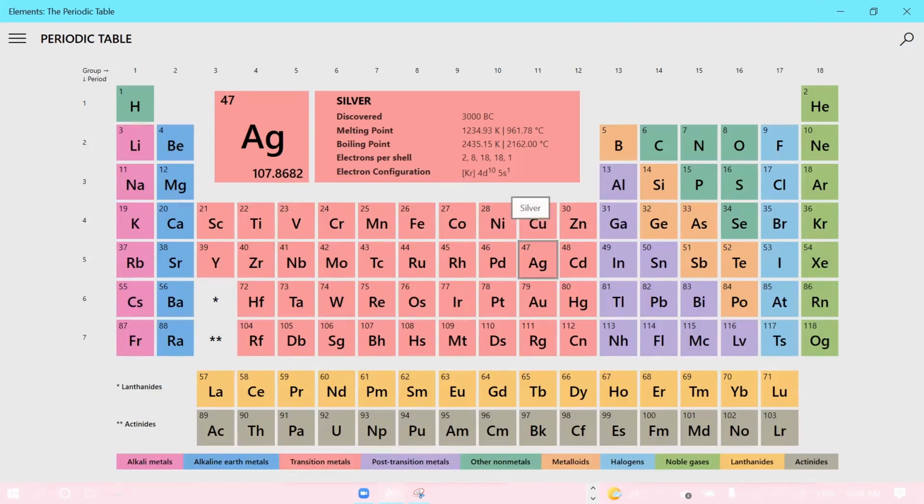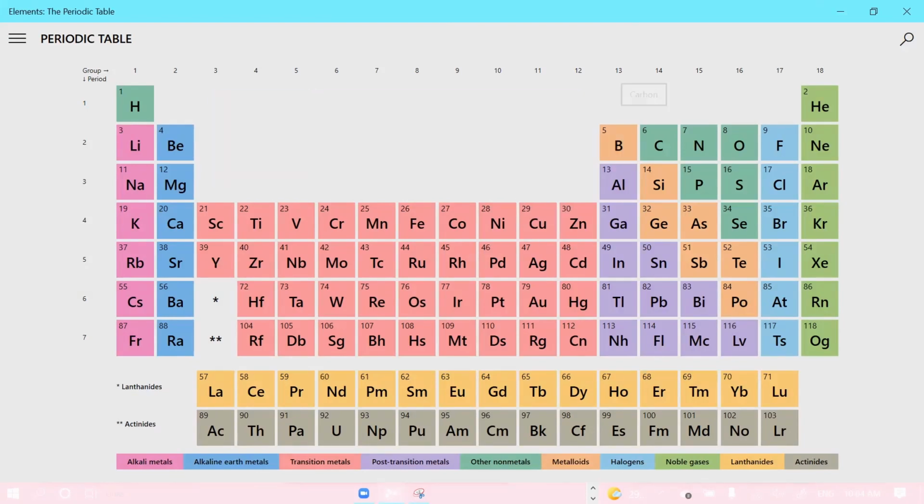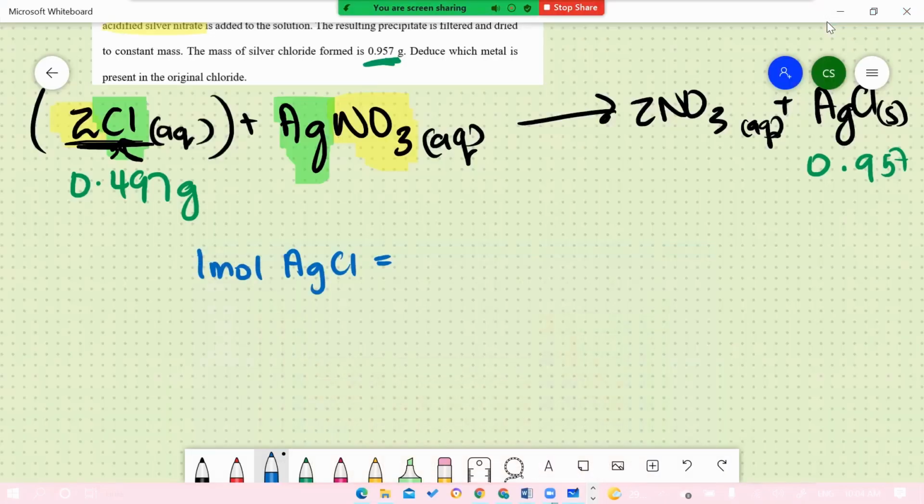Should we use 4 significant figures or 3? It doesn't really matter at this point in time. You're going to get the same answer anyway. Just use a sufficient amount of numbers. 107.9 grams.